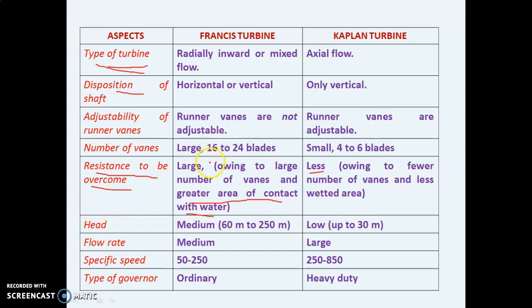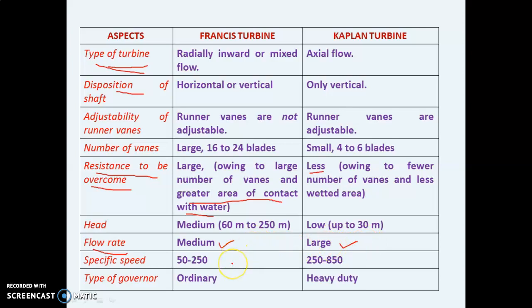Now next aspect is the head aspect. Francis turbines are used for medium heads, as we know, that is from 60 meter to 250 meter, and Kaplan turbines are used for very low heads, that is up to only 30 meters. Next is the flow rate or discharge. Francis turbines are for medium discharge, and Kaplan turbines are for very large discharge. So Francis turbines are used when the head is medium and the discharge is medium, and Kaplan turbines are used when the head is low and the discharge is maximum or large.